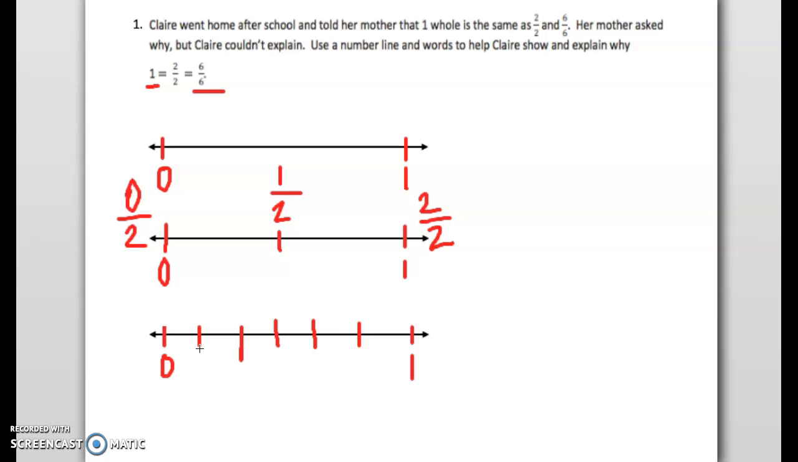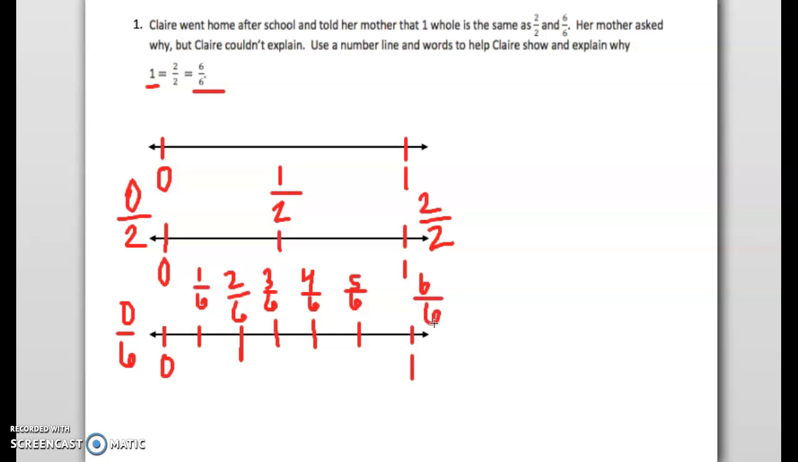Next, we're going to label each sixth beginning with 0. So 0/6, 1/6, 2/6, 3/6, 4/6, 5/6, and last but not least, 6/6.